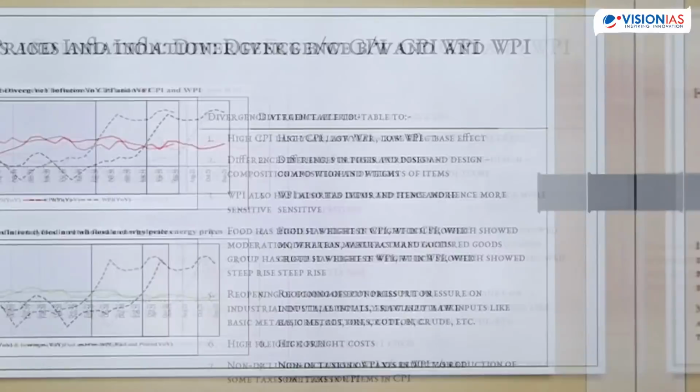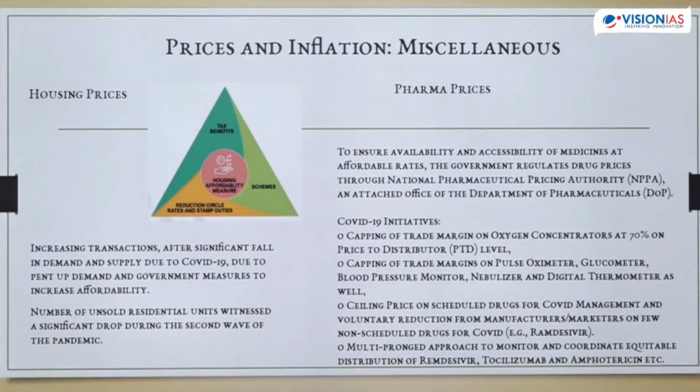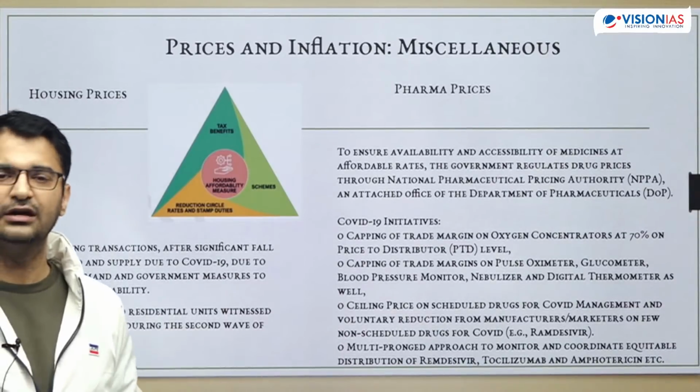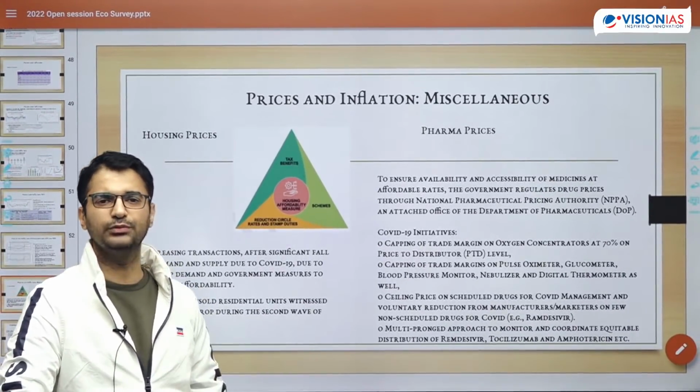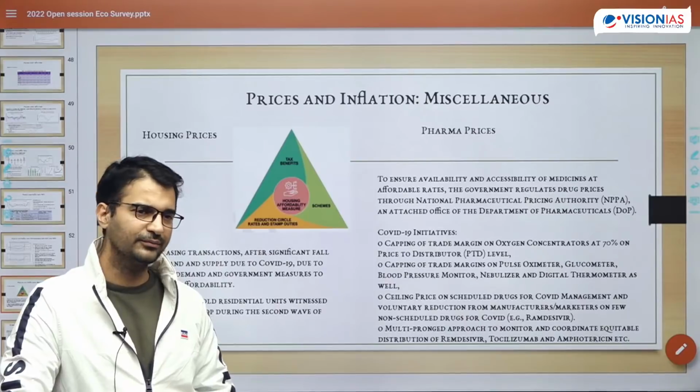There are some miscellaneous items at the end of your chapter. One is with respect to housing prices and second with respect to pharma prices. Various observations: housing prices have continued to increase, transactions almost at the same level. Economic Survey talks about various steps that have been taken to provide affordable housing. Basically Pradhan Mantri Awas Yojana, urban and rural, they talk about what steps have been taken to make sure housing is available at an affordable price.